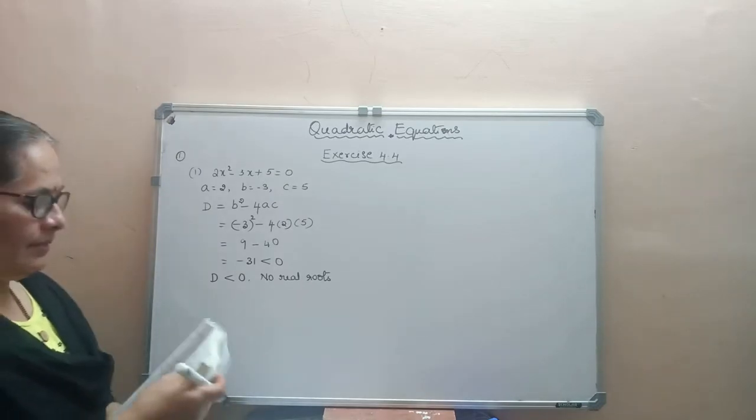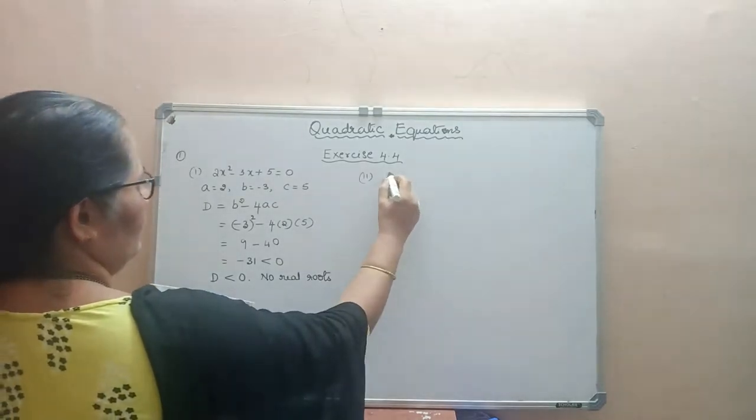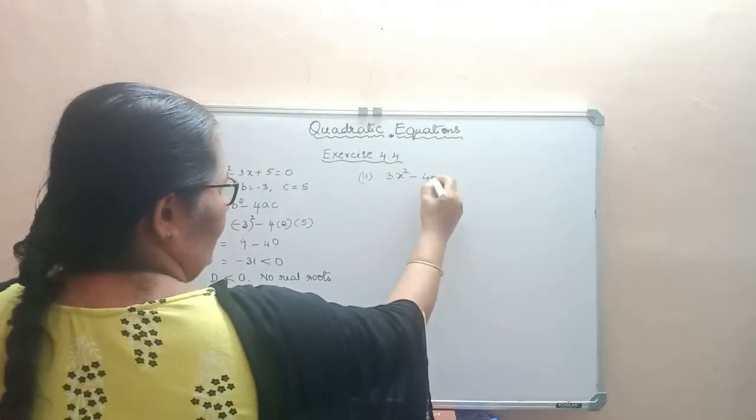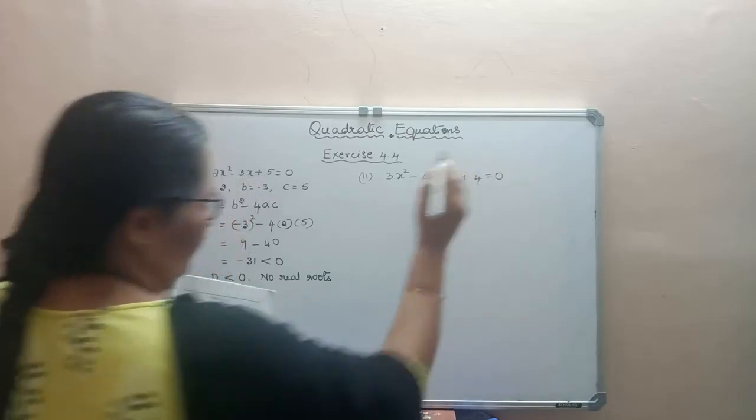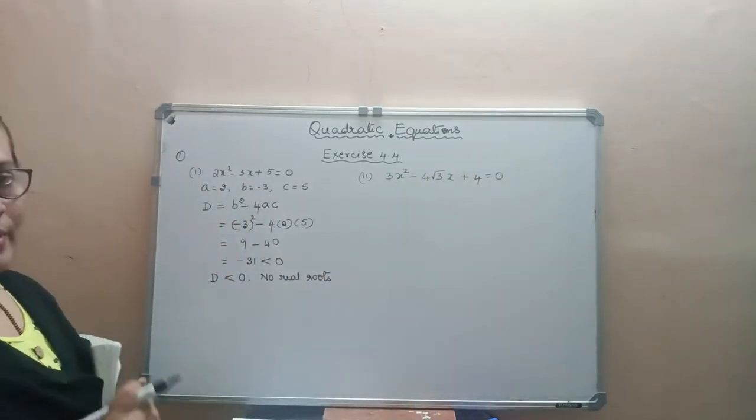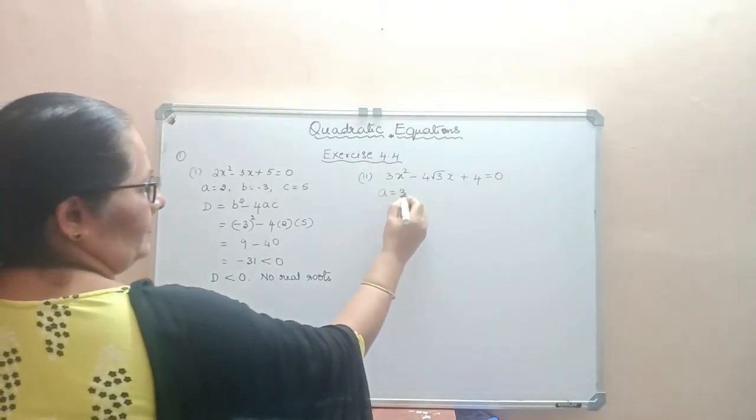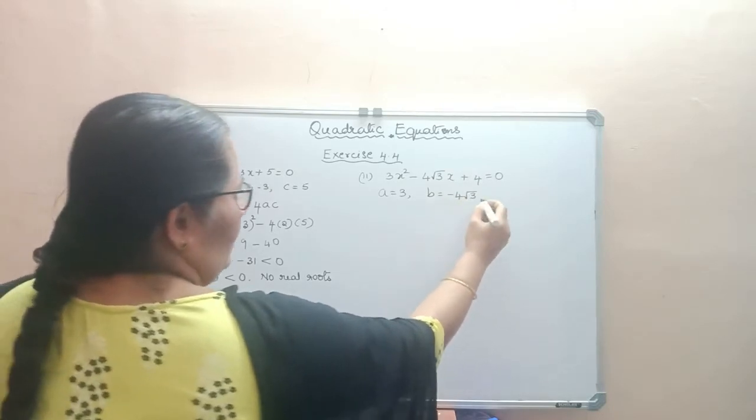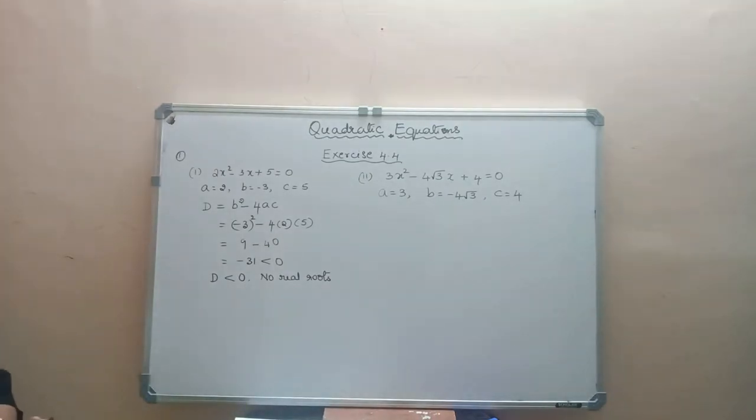Then next one, 3x square minus 4 root 3x plus 4 equals 0. So this is the given quadratic equation. Here a is 3, b is minus 4 root 3 and c is 4.